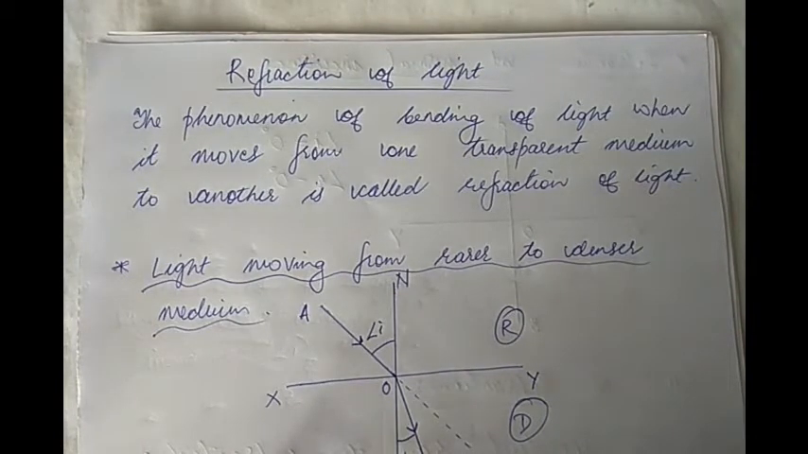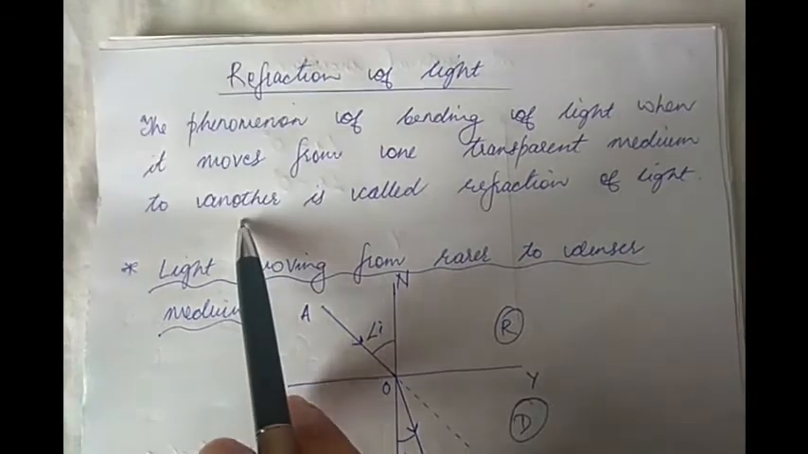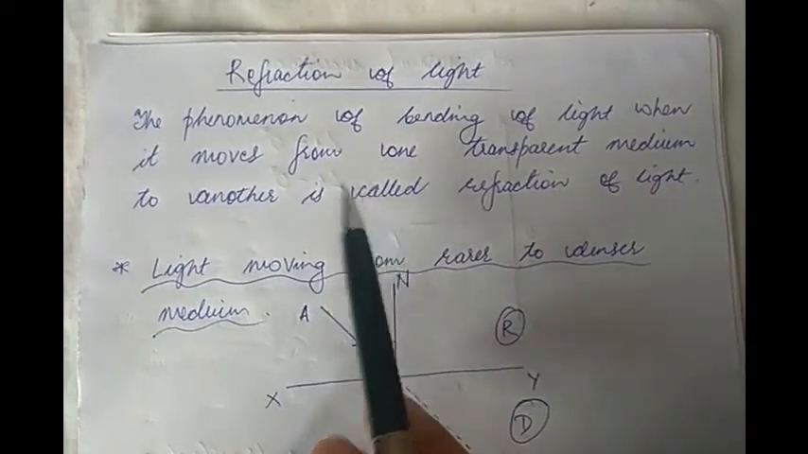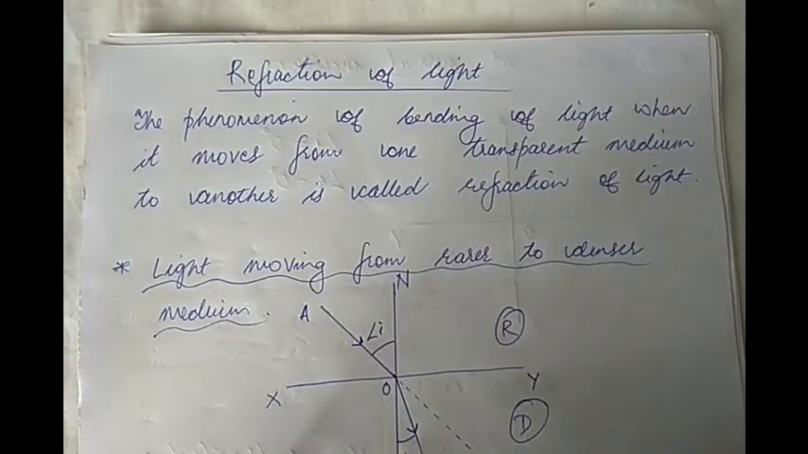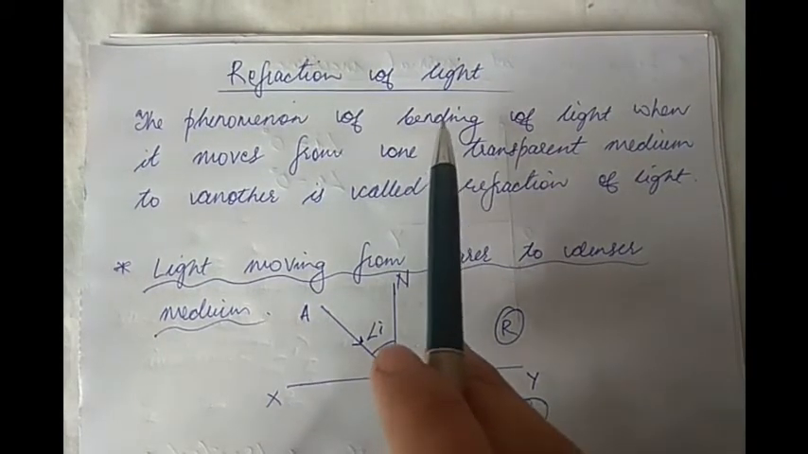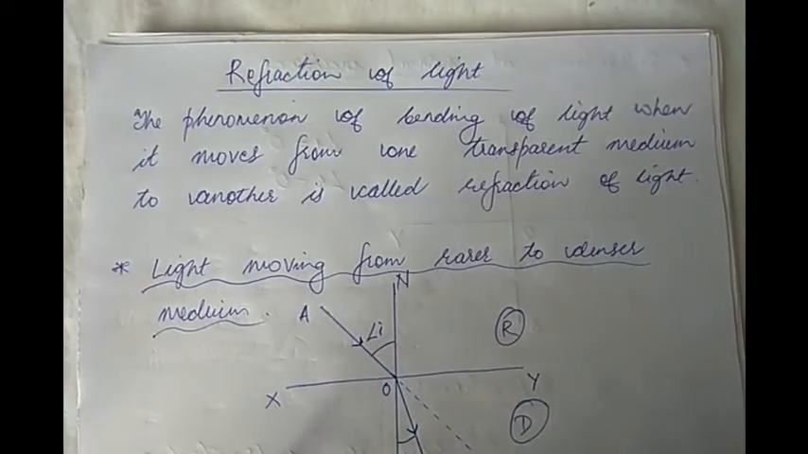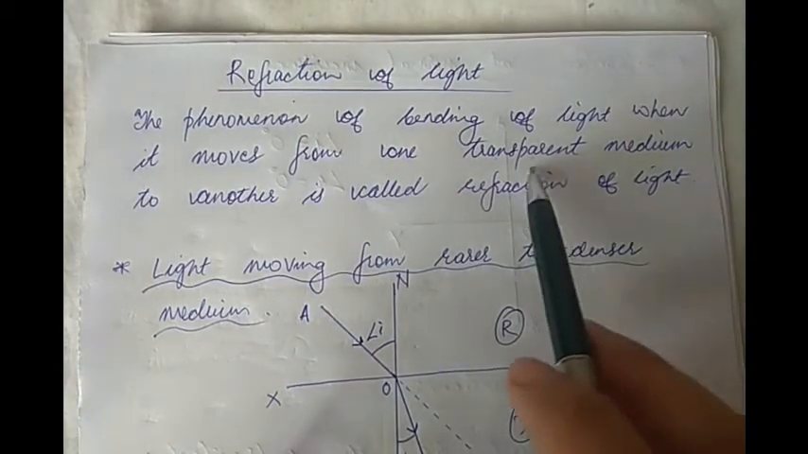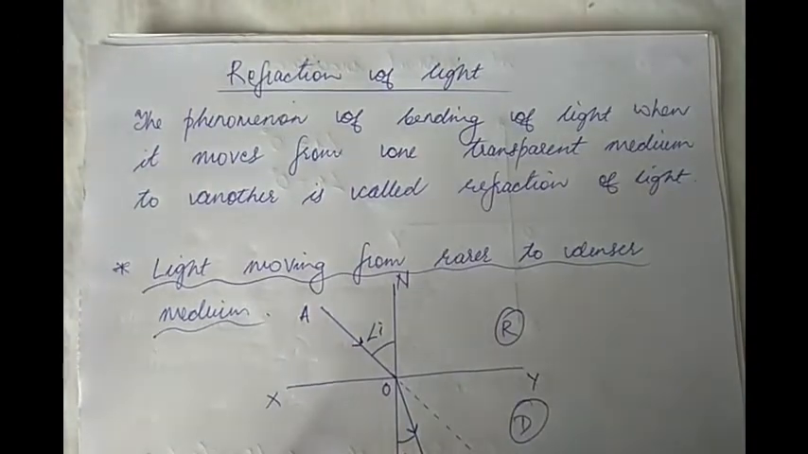So we already know whenever light travels from one transparent medium to another, what happens is the ray of light bends. That is, it changes its direction of movement. And this phenomenon in which the ray of light bends from its path when it moves from one transparent medium to another is what is called refraction of light.